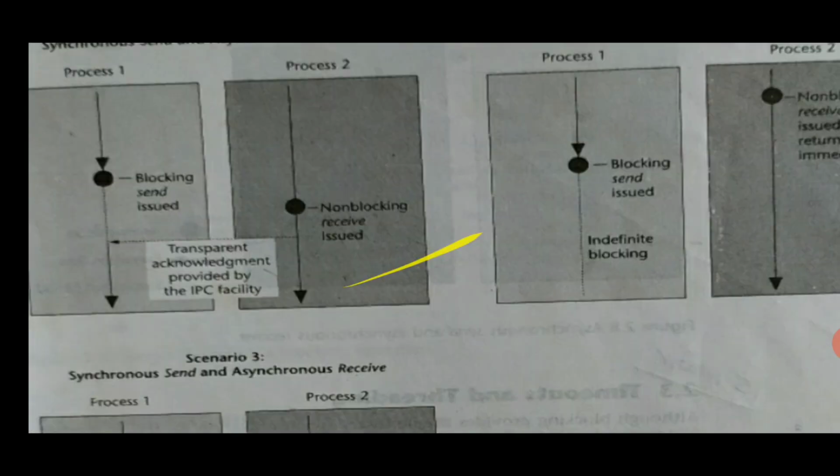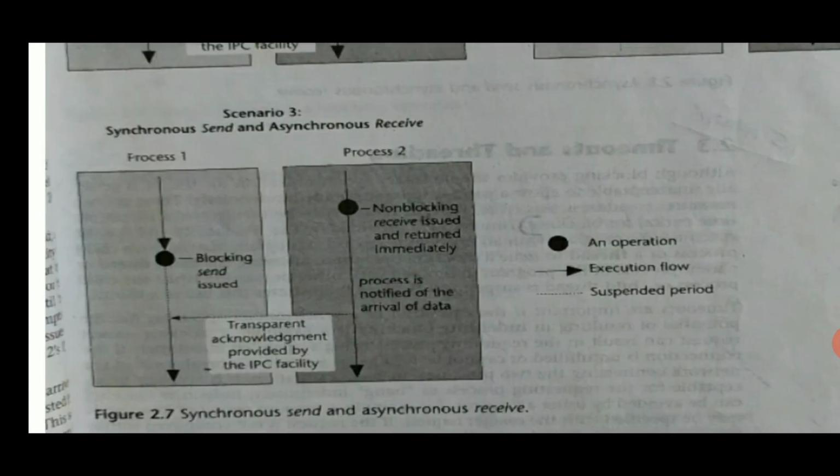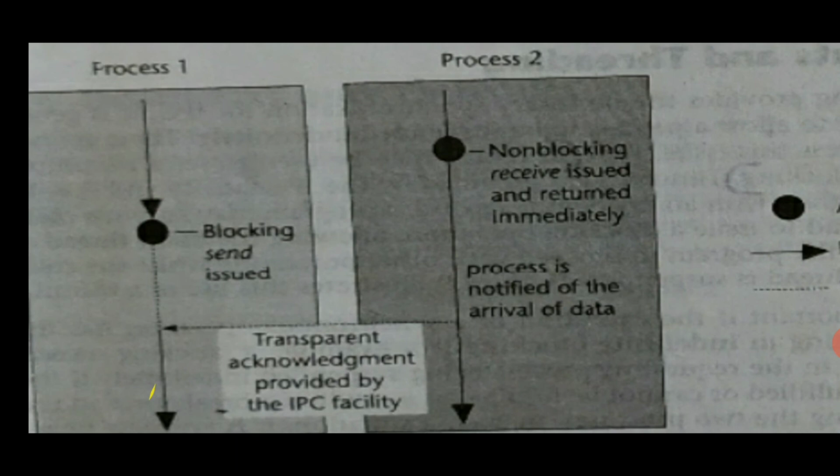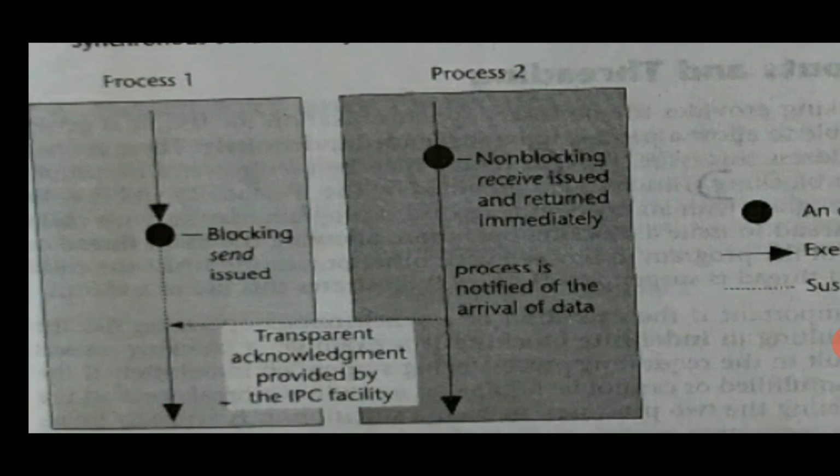So the next one is scenario 3, synchronous send and asynchronous receive. Synchronous send: here the dotted line shows the blocking of the send operation, and for process 2 there is no blocking, so it is asynchronous.